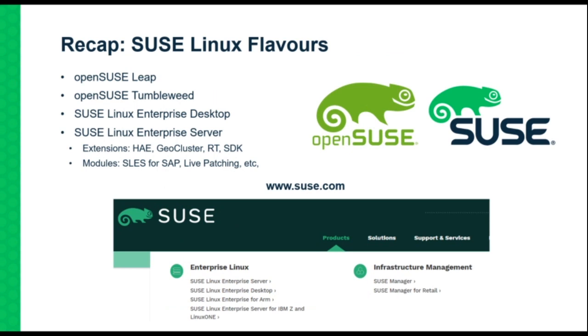Let's quickly recap on the SUSE Linux flavors. We've got our OpenSUSE Leap, our OpenSUSE Tumbleweed, our OpenSUSE Desktop, and then SUSE Linux Enterprise Server. The extensions that we have looked at were high availability, geo-clustering, real-time and the software development kit. Then some modules: SLES for SAP, live patching, and a few extras. Should you wish to have some more information, you can go to www.suse.com and click on the products link.